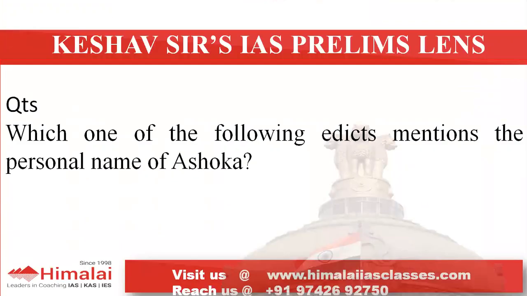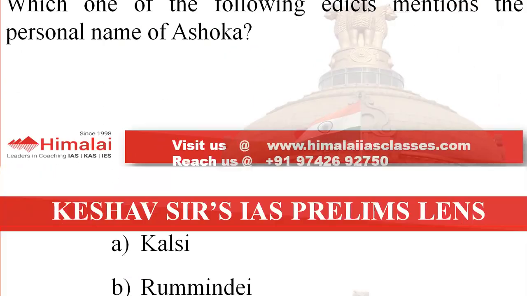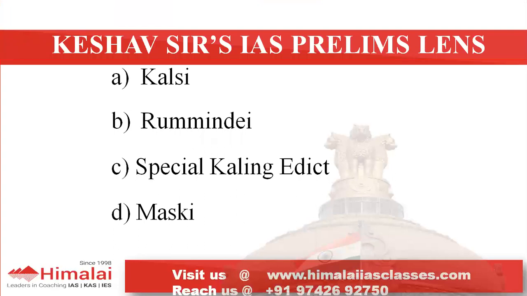Question. Which one of the following edicts mention the personal name of Ashoka? Option A, Kalsi. Option B, Rummindei. Option C, Special Kalinga Edict. Option D, Maski Edict.